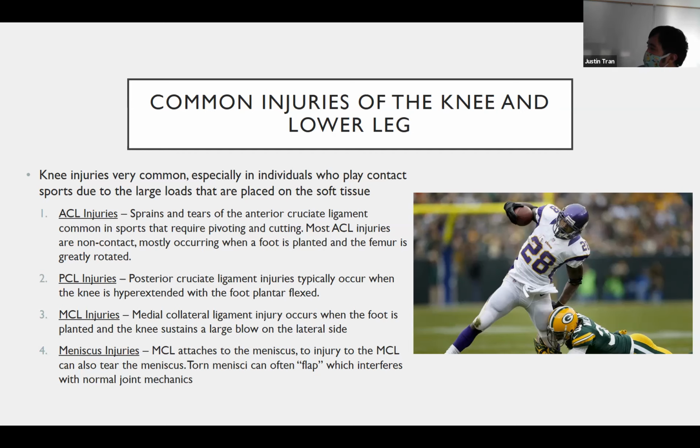Next is the PCL injury. The PCL is the other cruciate ligament on the inside of your knee, the one that forms the cross. These are not as common, but they can happen. They typically occur when the knee is hyperextended and the foot is plantar flexed. Remember, plantar flexion is pointing your toes downwards, and hyperextension of the knee means your knee extends past its range of motion. So this would probably have to be some kind of unnatural action too.